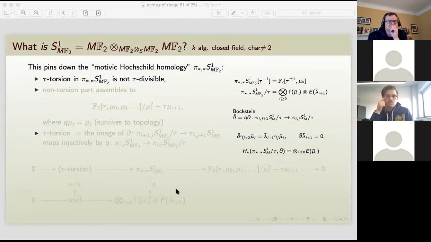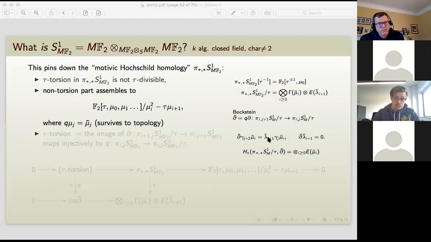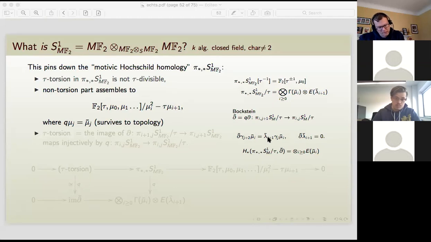So first and foremost, it implies that the tau torsion that exists in Mackey topological Hochschild homology cannot be tau divisible. That's just from the calculation of the homology of the Bockstein. And the non-torsion part then actually assembles to our old friend, the part that we got when we inverted tau.